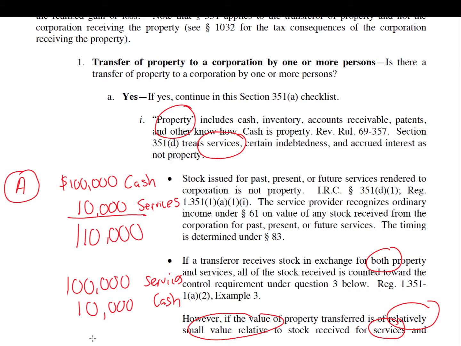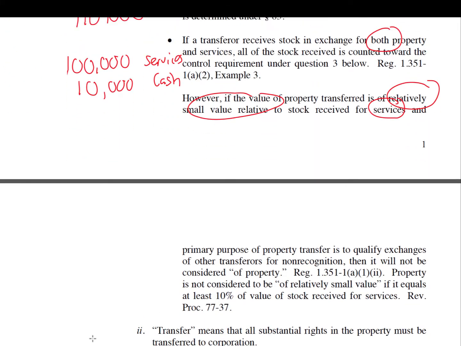In that case, when there's relatively small value, and the primary purpose is that the transferor is trying to make the exchange qualify, then it's not considered property. We don't even look at the $10,000 of cash. Property is not considered to be of relatively small value if it equals at least 10% of the value of stock for services. We give $90,000 of services and $10,000 of cash. Cash is considered property.